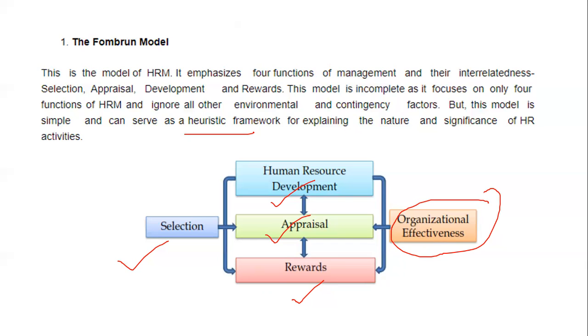So we know that there is one model called Forbin model, which talks about organizational effectiveness, but on the basis of what? On the basis of 4 functions. Which are they? Selection, appraisal, reward, development. We know what is selection, that is bringing the candidate. Appraisal, that is appraising the performance. Rewarding, it means if the performance is up to the mark, reward them. And development, it means to progress or to grow. These are the only things, but the rest of the things are ignored. And that's the reason this model was considered incomplete.